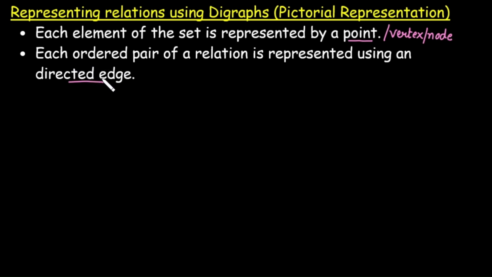Now what do you mean by this? Suppose we have 2 points in a set, A and B, and the ordered pair AB is a part of the relation. It means we need to draw a line with a direction given by an arrow. So we say that A is related with B by making an edge that starts from A and ends at B, and this is called a directed edge.